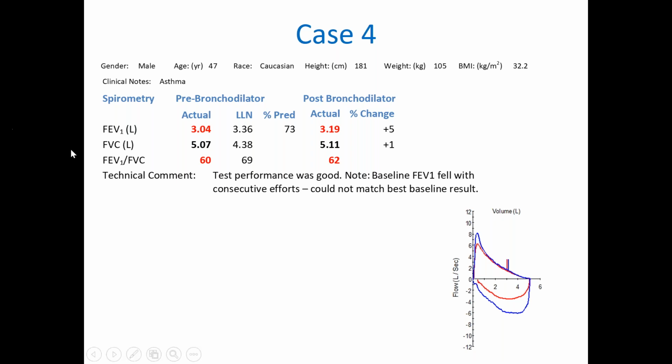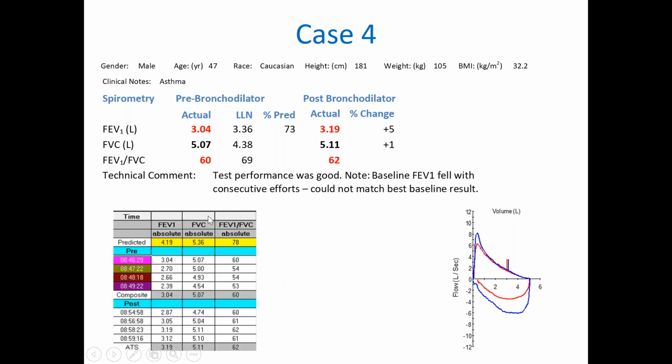It's really important that you also read technical comments that are provided by the operator when you're reading a lung function report, and you'll note that the operator in this case noted that the test performance was good, but also noted that baseline FEV1 fell with consecutive efforts and they could not match the best baseline result.